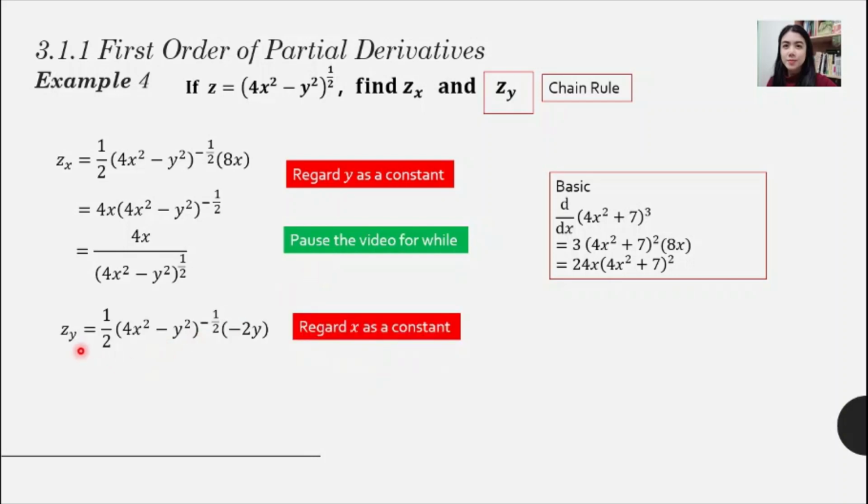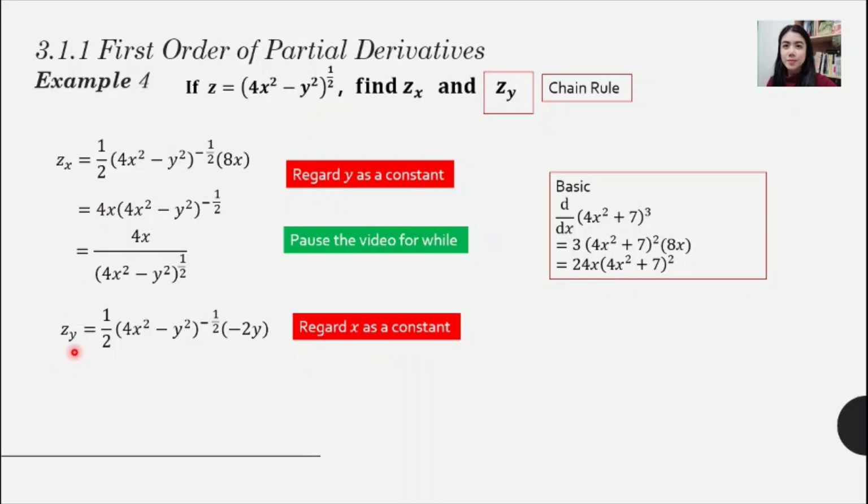Now for the zy, we repeat the same process. So drag the 1 over 2 to the front. So you have 1 over 2 at the front. For the bracket, you have to subtract 1. So minus 1 basically gives you minus 1 over 2. And then whatever is inside the bracket, just rewrite it back. So we are done with the bracket. Go for the equation inside the bracket. Now the equation inside the bracket is 4x squared minus y squared.